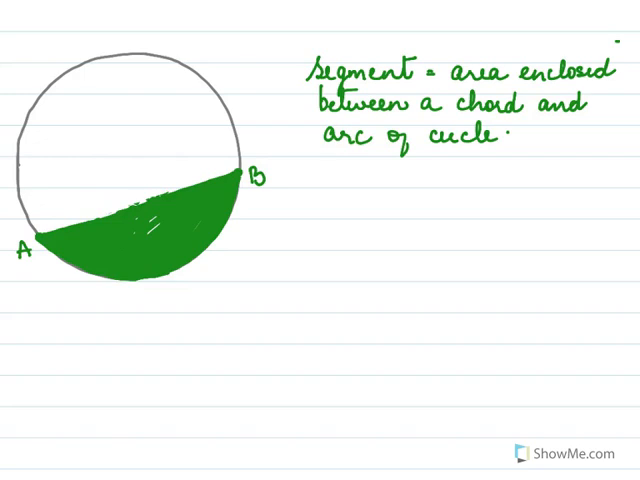Here too we have the minor segment and the major segment. This is the minor segment. And for the minor segment, the area is less than a semicircle.